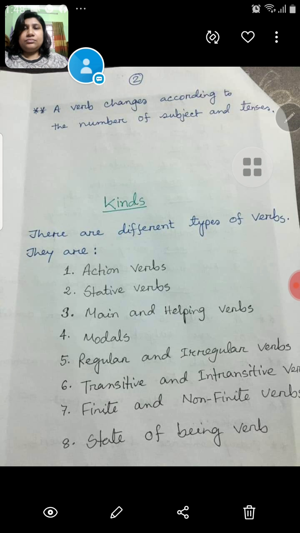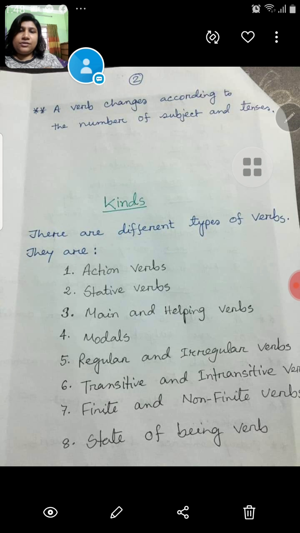Okay, so I think you have got the basic idea of what a verb is. A verb doesn't show only the action. A verb also shows the state of the subject. Okay, so now let's have a look at the kinds. There are many different kinds of verbs. Here I have written some kinds of verbs. There are different types of verbs.